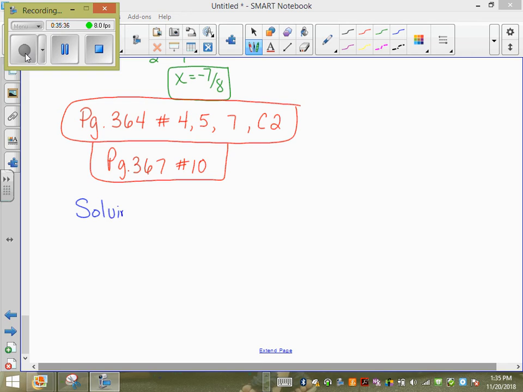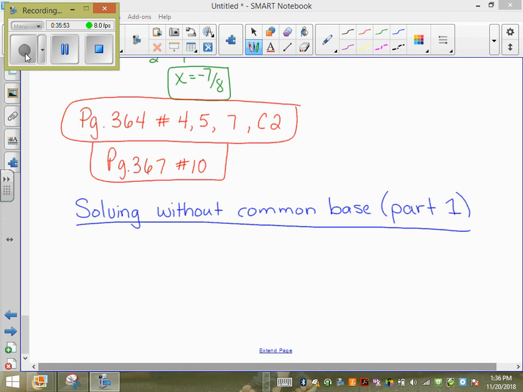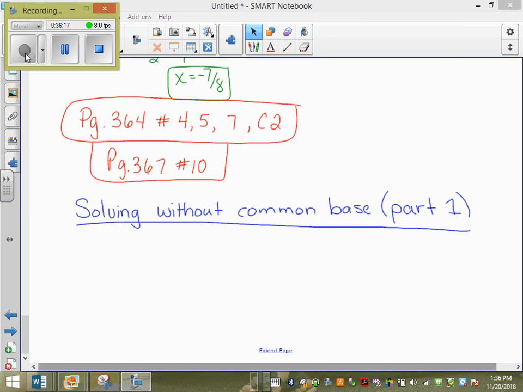Solving without common base. Part 1. I think so. Oh, no. That's just for the computer. Solving without common base. So say I give you, come back. There we go.